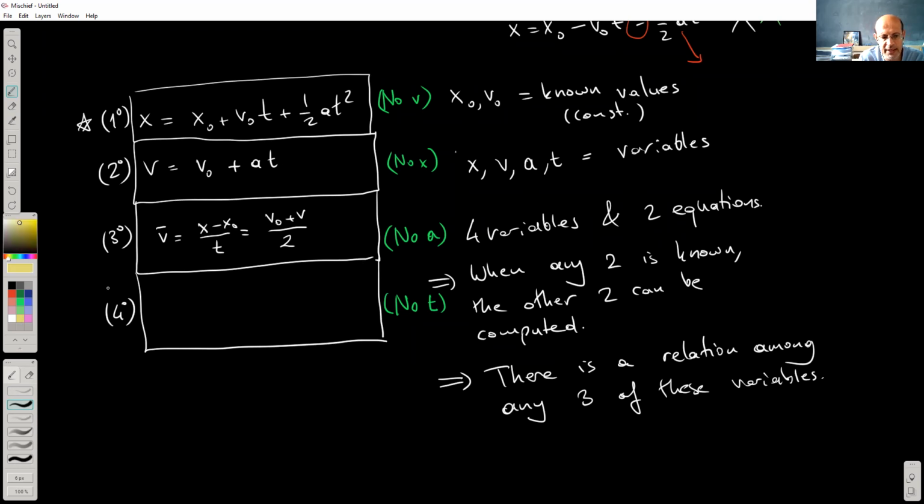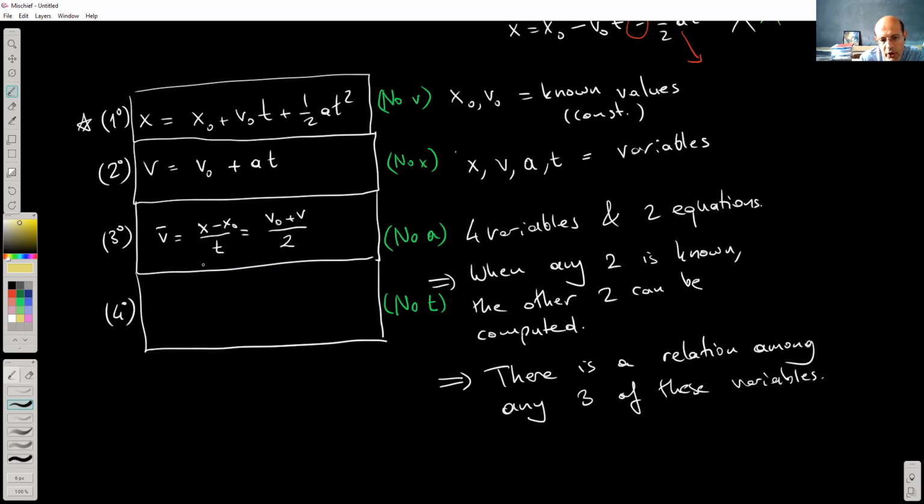So as a result, let me use a yellow color in here. This is a relation that relates the position, time, and velocity to each other. And it's a relationship where there is no acceleration. Acceleration has not been mentioned at all. So if there is some kind of a particular problem where I don't need to compute the acceleration, for example, I don't know what it is, then I can use this formula. Why not?